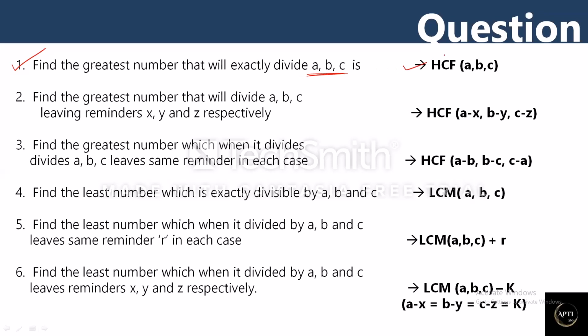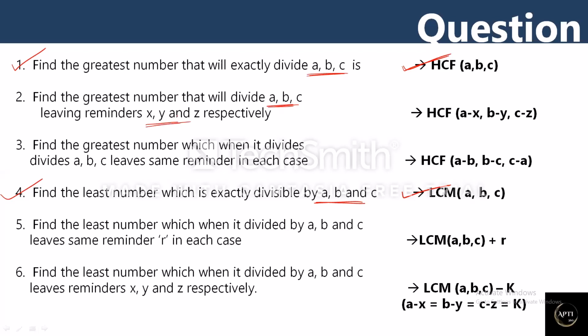Which means we need to calculate the HCF of A, B, C. This is quite a common application. Similarly for LCM, we'll go with the same process. Find the least number which is exactly divisible by A, B, C, which means we need to calculate the LCM of A, B, C. Next, find the greatest number that will divide A, B, C and leave X, Y, Z as remainders.